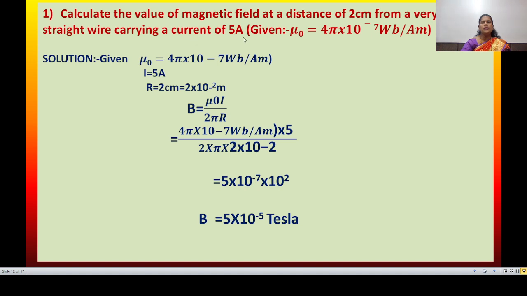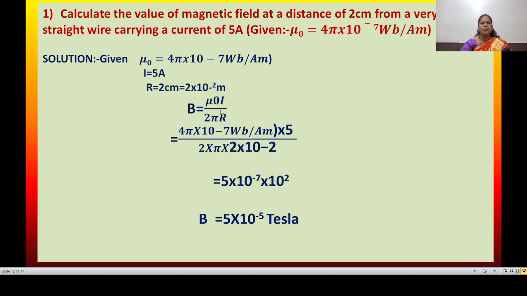Then whichever terms are given, first of all note them down here. Given: mu 0 is equal to 4 pi into 10 raised to minus 7 Weber per ampere meter. Current is given, I is equal to 5 ampere. Distance is given, 2 centimeter. We have to convert centimeter into meter: 2 into 10 raised to minus 2 meter.